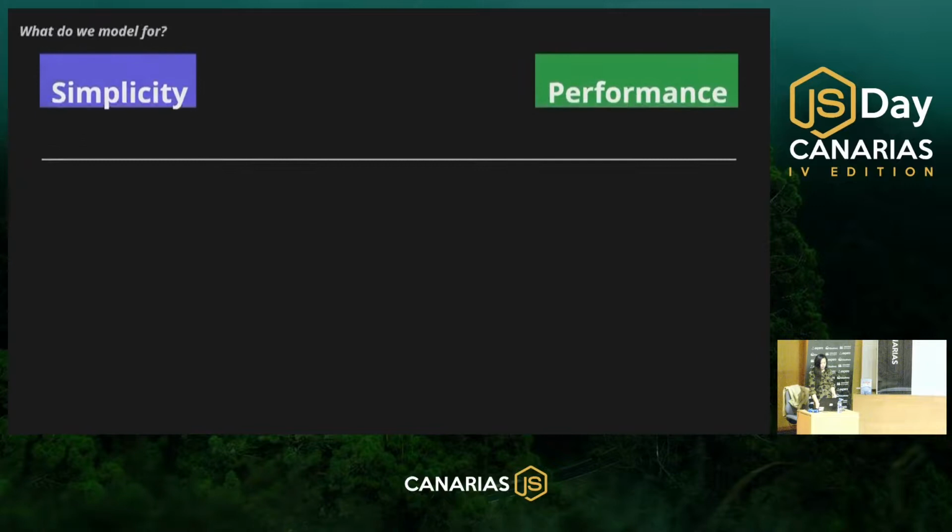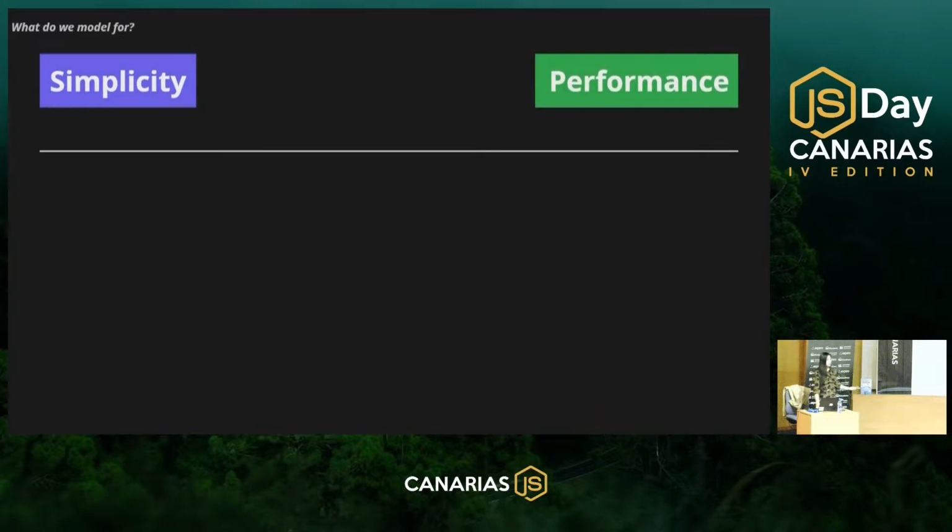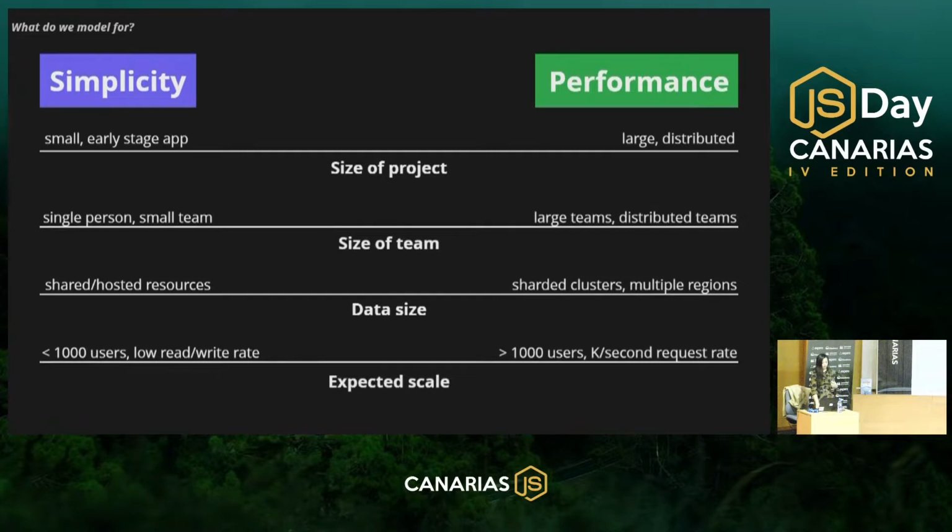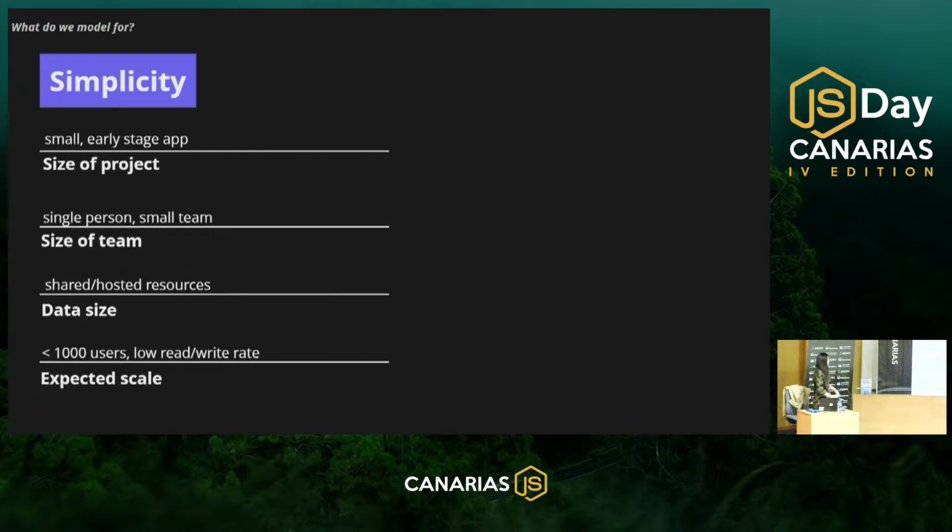So modeling comes down to choosing between simplicity or performance. And there are key things that you should keep in mind when you decide which one to model for. So if you want to model for simplicity, you want to take into account what the size of the project is. Is it small? Is it an early stage? Is it an MVP? Is it something that only a small set of people are working on? Which is the next thing.